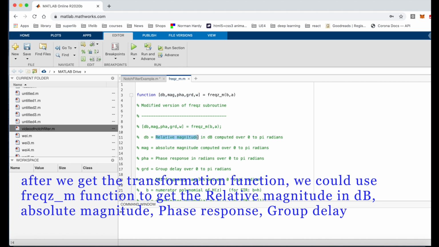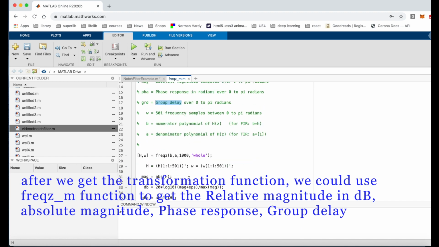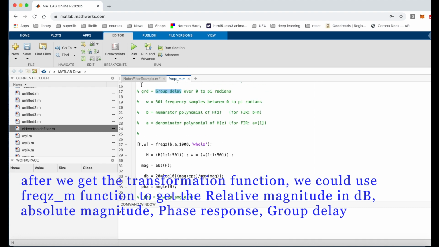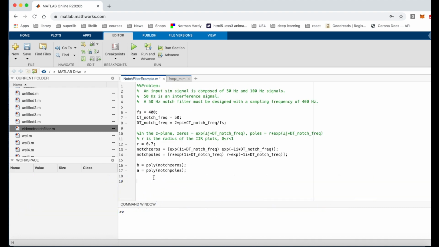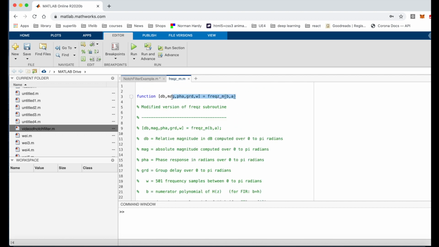After we get the coefficients, we could get the transfer function, and we could use the freqz_m function to get the relative magnitude in dB, absolute magnitude, phase response, group delay. This function I downloaded from GitHub. It's a general function. I will attach it in the description. You also could use it in the future.